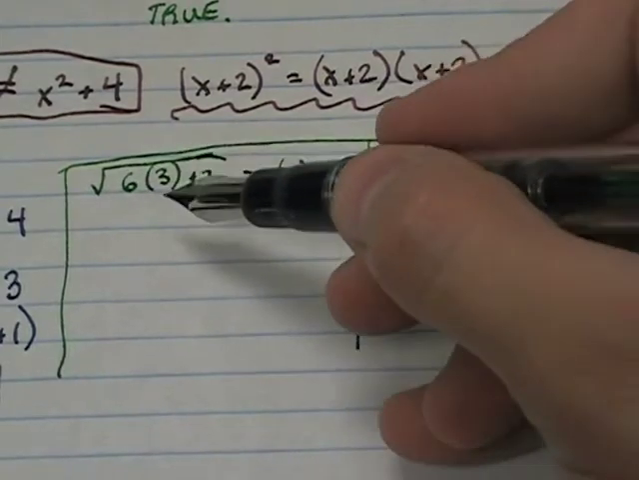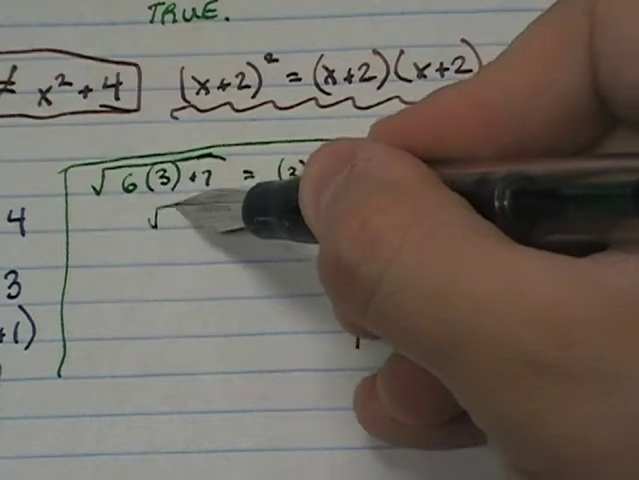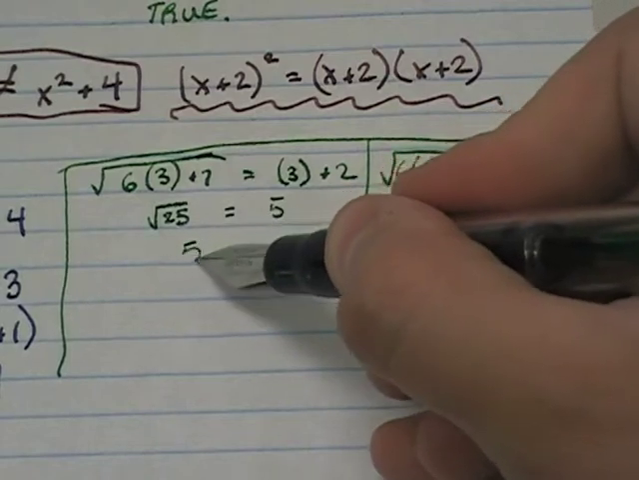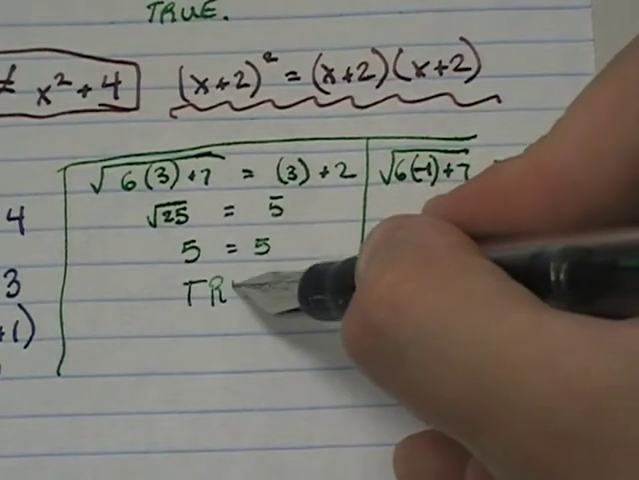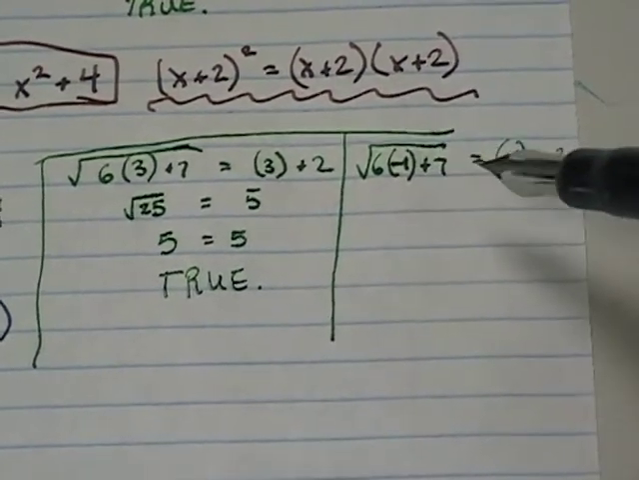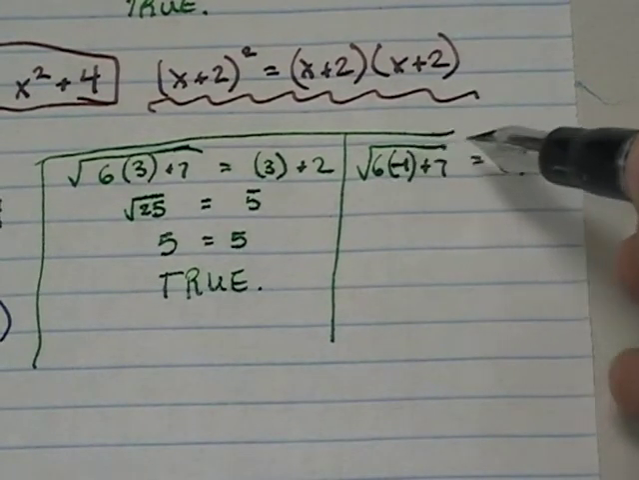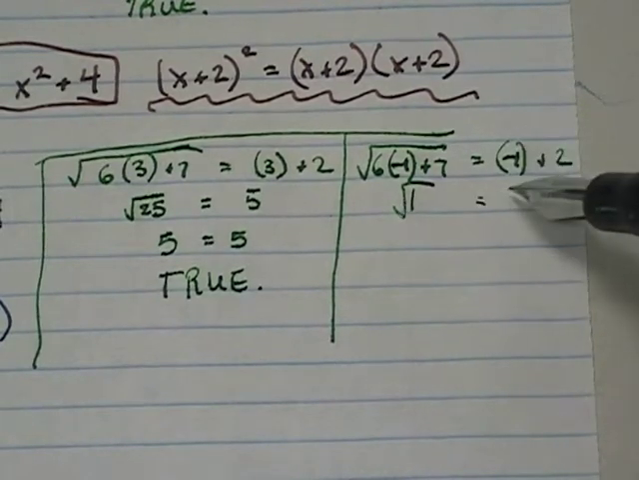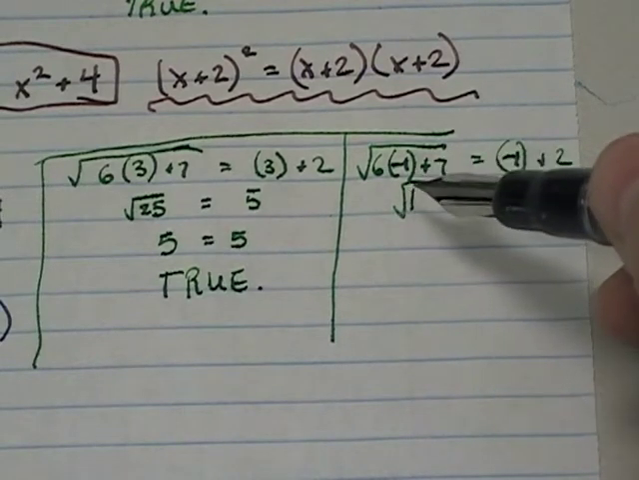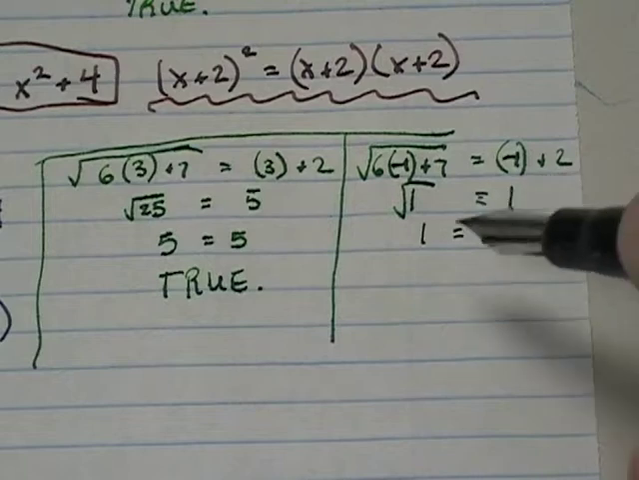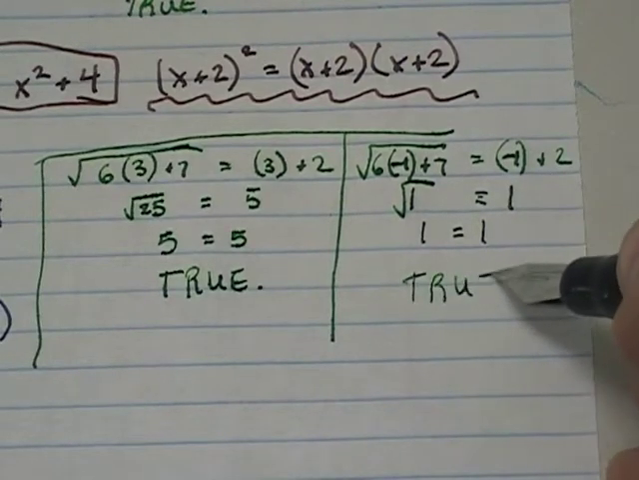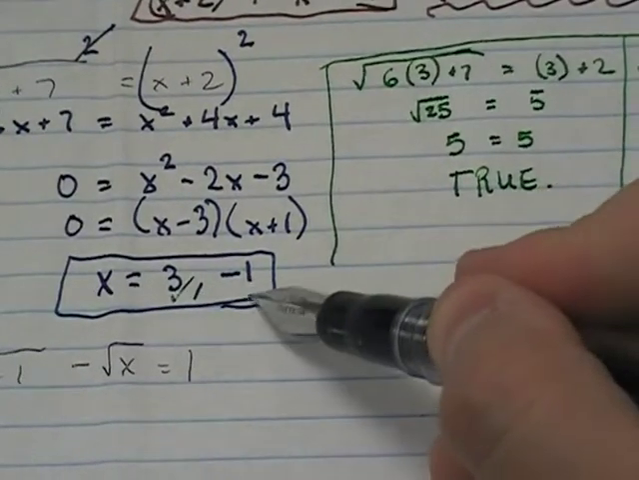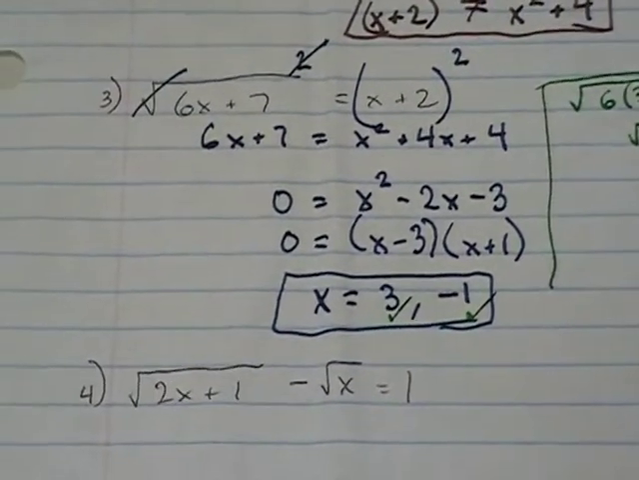Well, 6 times 3 is 18, and 18 plus 7 is 25, so I get the square root of 25 equals 3 plus 2, which is 5. So 5 equals 5, which is a true statement. Here 6 times negative 1 is negative 6. Negative 6 plus 7 is 1. And negative 1 plus 2 is 1. The square root of 1 is 1. So I get 1 equals 1, which is also, lucky for me, a true statement. So what do I know about these two solutions? They are both correct. So that's how we work that problem.